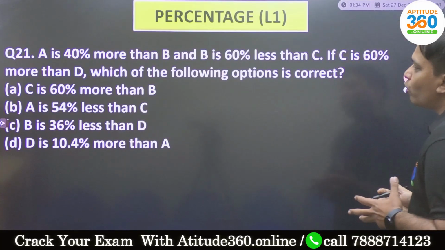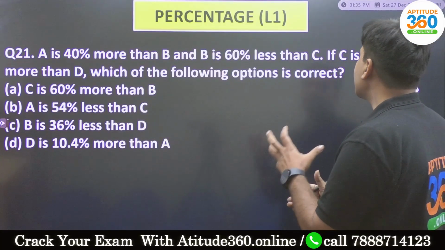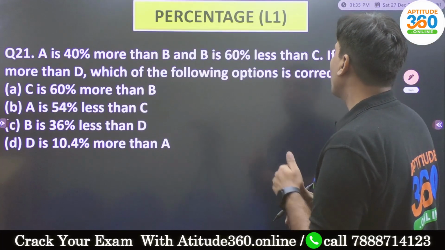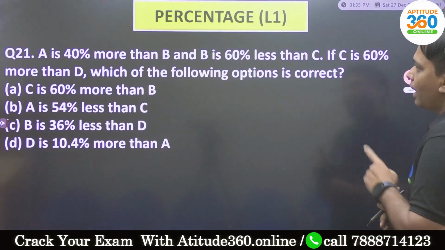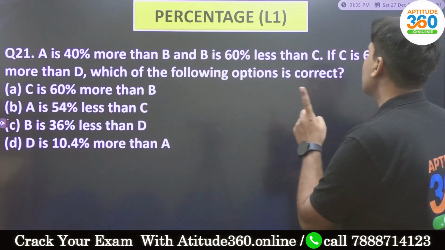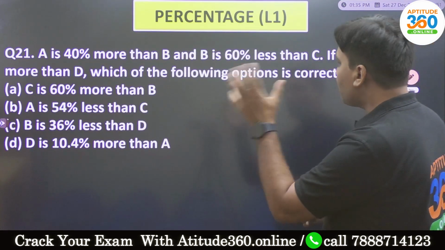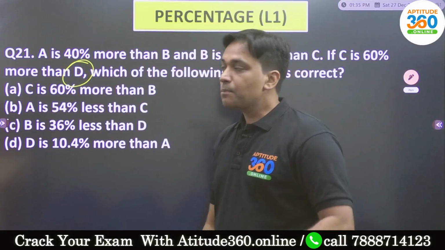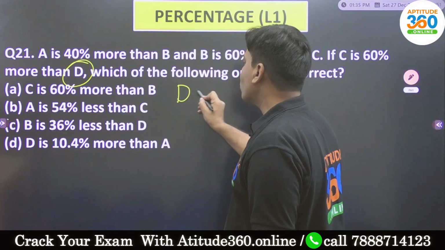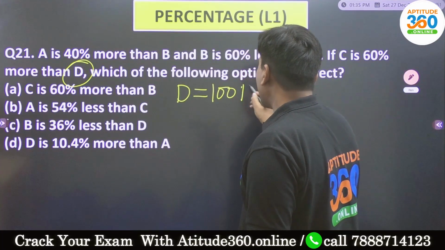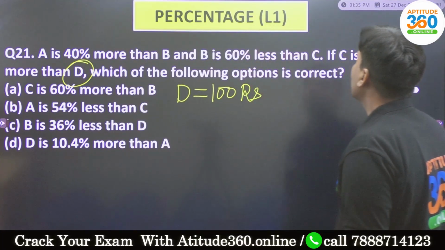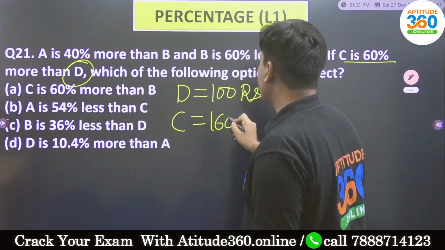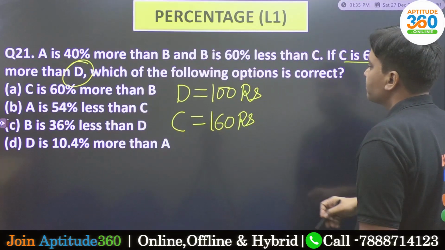A is 40% more than B and B is 60% less than C. If C is 60% more than D, which of the following options is correct? A is 40% more than B, B is 60% less than C, and C is some more than D. So the entire comparison is starting from which value? It is starting with D. So what is that we have been learning? D को उठाते हैं 100. So if you take D as 100, then C is 60% more. So C का तो वैल्यू लिखना बड़ा आसान, which is 160 rupees, isn't it?